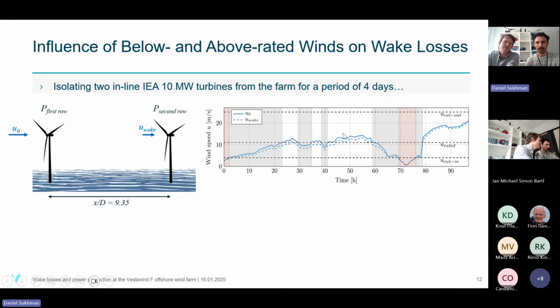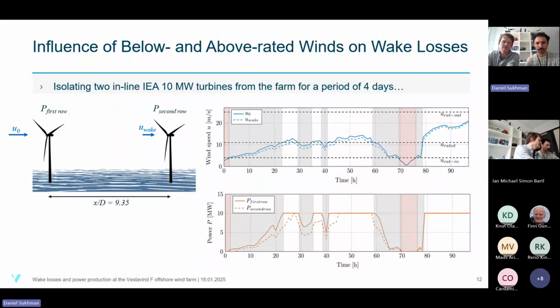As soon as we're above those 10 meters per second, we actually have the rated production of 10 megawatts in this case. So if we look at the power now at the corresponding hours, we see that the production is fixed as soon as we have above rated operation, but it has a strong variation as soon as we have below rated operation. So the power curves for those 2 turbines in a row are basically the same.